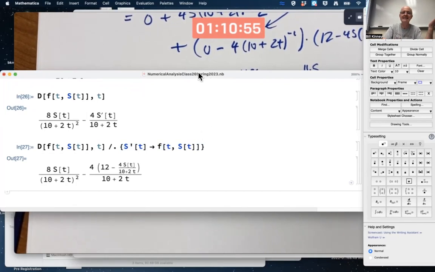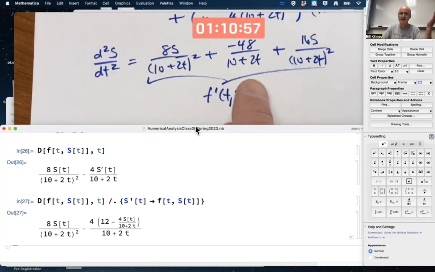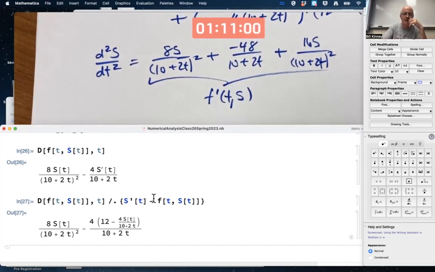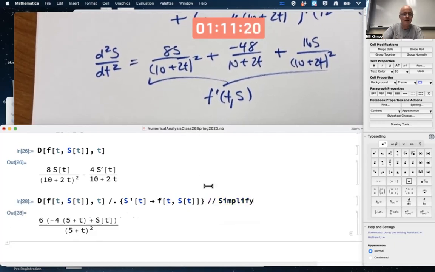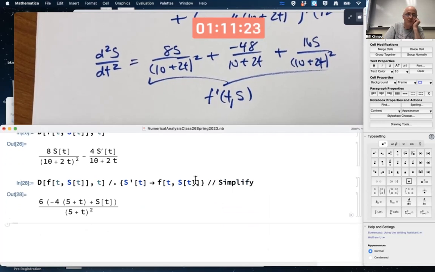And that is the same as all this. Notice there is a negative 48 in here, a minus 4 times 12 over 10 plus 2t, and a plus 16s over 10 plus 2t squared if you combine all these things. It's right. I mean, you could simplify it too. Simplifies to that. That would be the right-hand side of a second-order differential equation that our solution to the original differential equation satisfies. It's going to give us information about the concavity of the solution. It's a second-order equation.